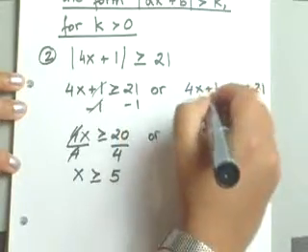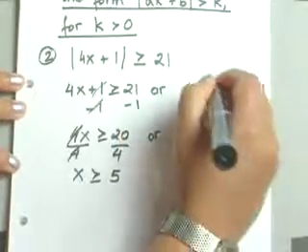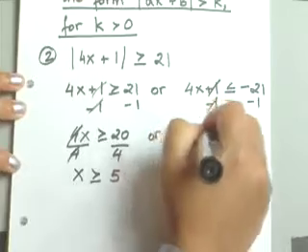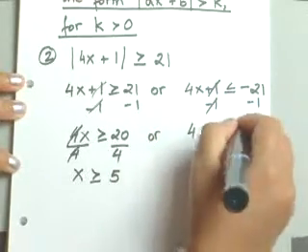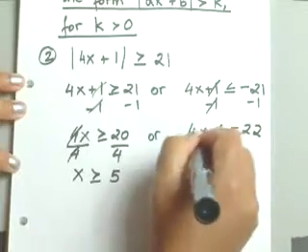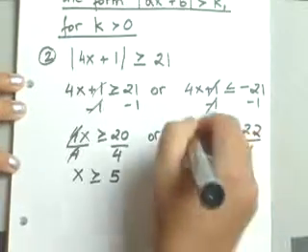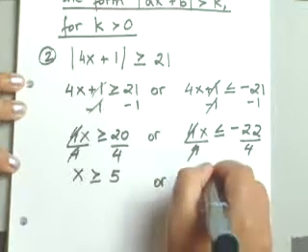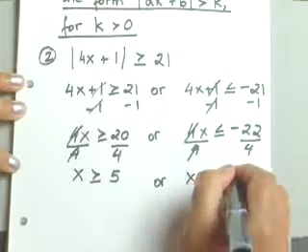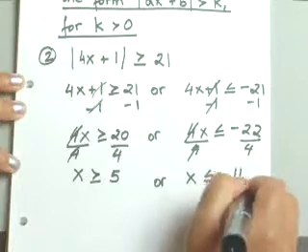On the other side, start by moving the 1 over, which gives you 4x is less than or equal to negative 22. Divide everything by 4, and we end up with x is less than or equal to negative 11 over 2.